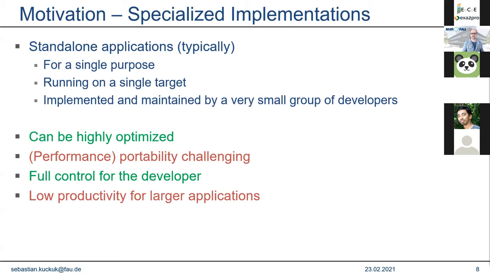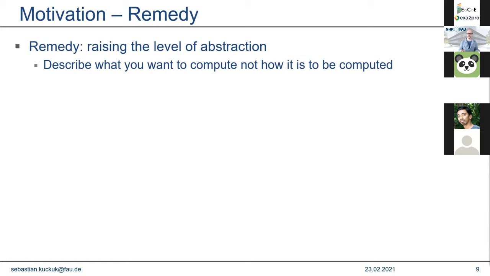Okay, so what can we do otherwise? Well, we can raise the level of abstraction, and this is also nothing new. This has been done for decades now, and it means going from implementing how something is computed to describing what we want to compute, and then having a tool figure out the best way to do that.